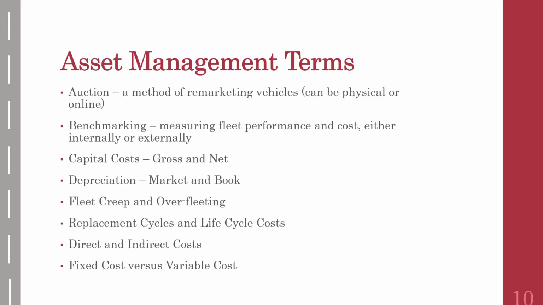Then we have fixed costs and variable costs. And fixed costs are those costs that do not change over time. Obviously, one fixed cost would be insurance. Another would be, say, a GSA lease payment for the lease part of the vehicle. And a variable cost would be one that changes over time, such as maintenance or the mileage charge that you incur for using a GSA vehicle.